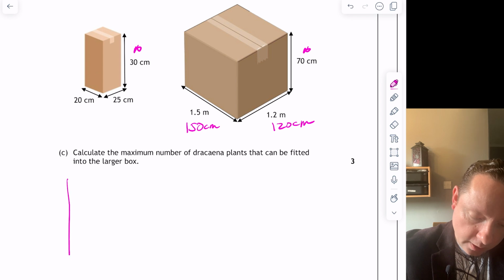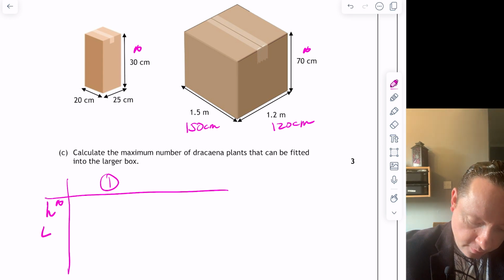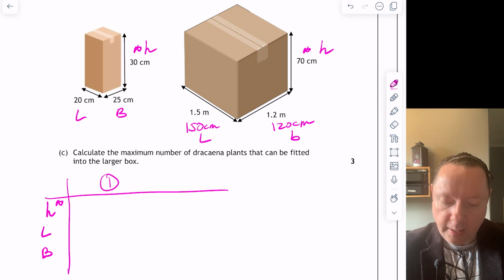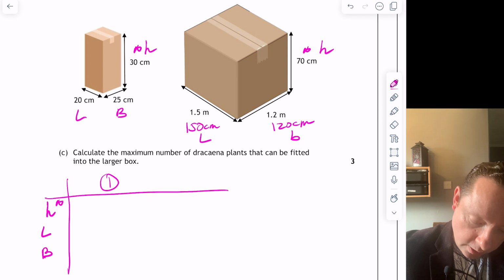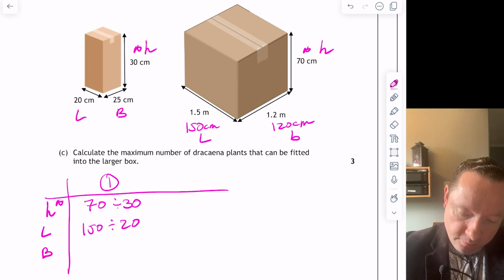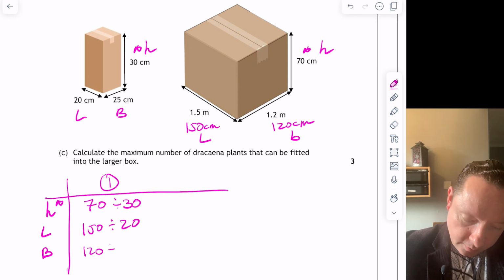So the table I'm looking at is option 1. I'm going to look at my height, which can't be fixed, against my length and my breadth. Let's just call that length and breadth, just so you've got it. And what you're going to do is your height, you're going to do big divided by small every single time. So I'm going to do 70 divided by 30 for option 1. And then my lengths, 150 divided by 20. And then my breadth, 120 divided by 25.